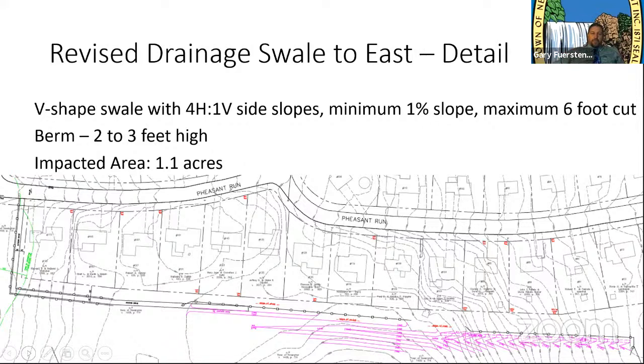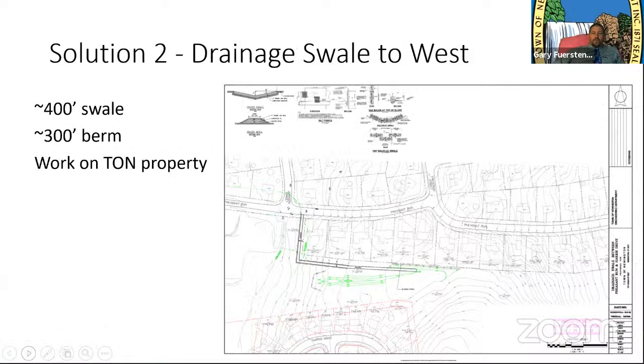This design option consists of 4-to-1 side slopes with a minimum 1% slope, just as we had for the first option, 1A. However, the maximum cut increases from 4 feet to 6 feet due to realigning the swale 30 feet further south, which results in a berm a little bit higher than the other berm, and the impacted area is a little bit larger than 1 acre. So it's a little more work to do this, but it all works. Next slide, thank you.